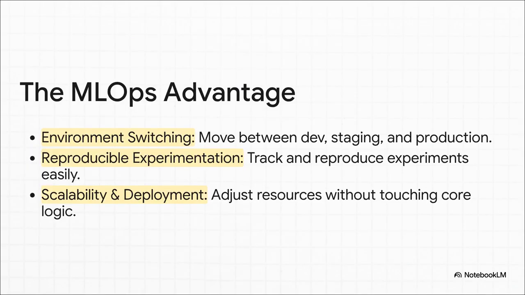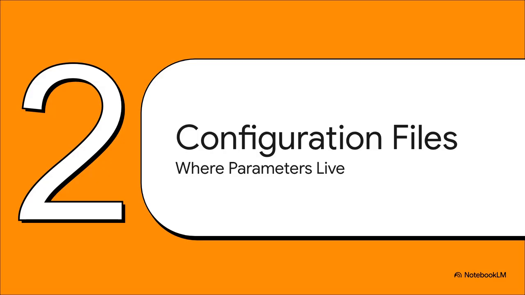And the payoff here is just huge. With good configs, you can switch from running on your laptop to a massive cloud server just by changing one little file. You can kick off hundreds of experiments with different hyperparameters, and every single one is perfectly tracked and logged. You can even scale up your compute resources on the fly, all without rewriting a single line of your main code.